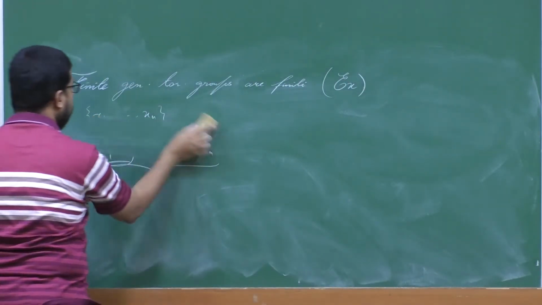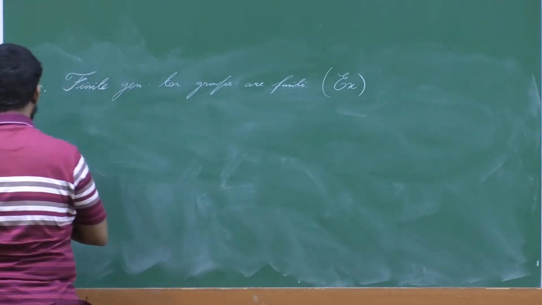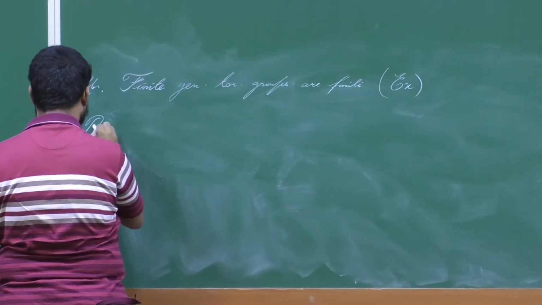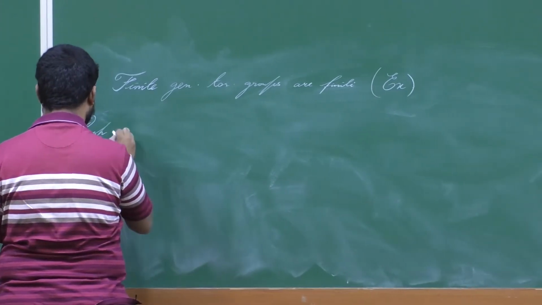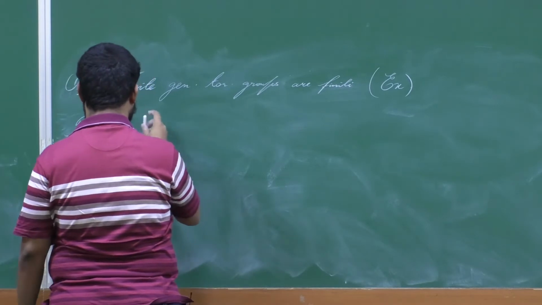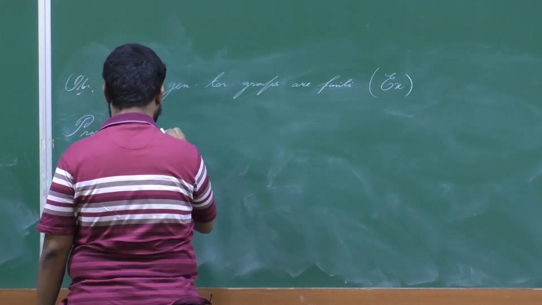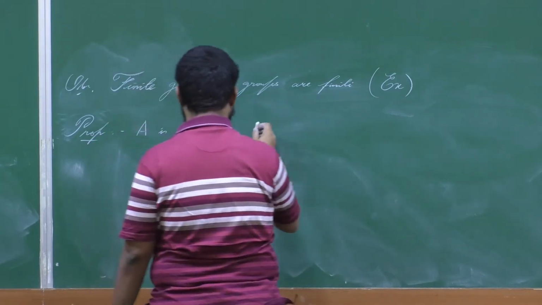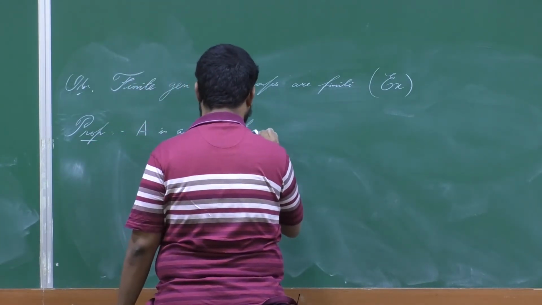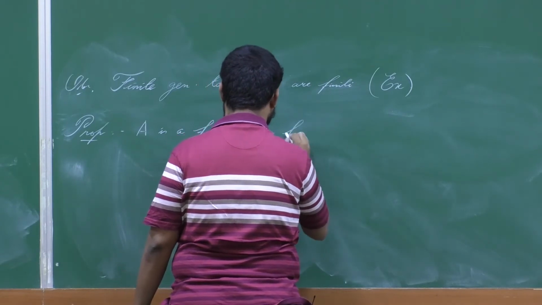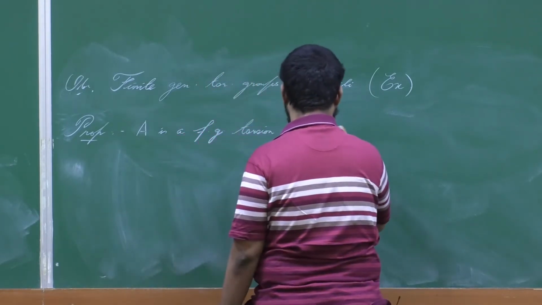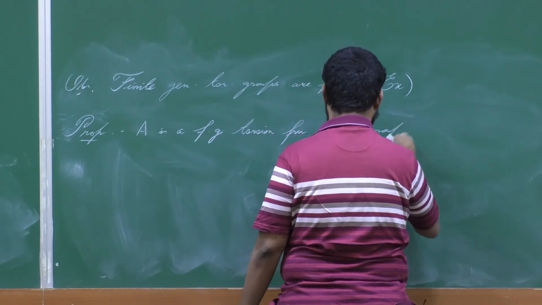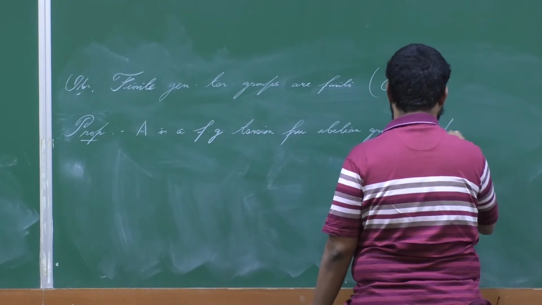Now let me come to the main observation. I should again put it as a proposition. Suppose A is a finitely generated torsion free abelian group, then A is free.